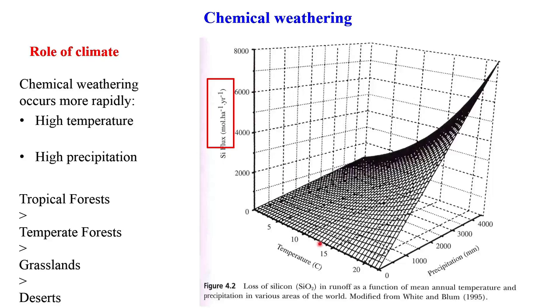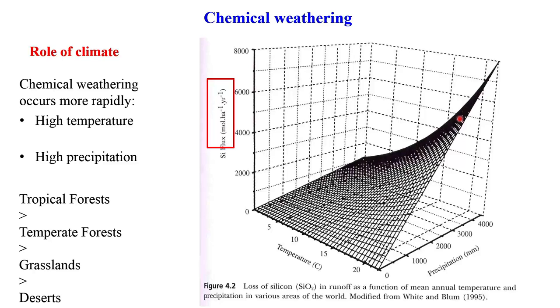That increases with precipitation. The more precipitation you get, the more weathering you get. And also, as temperature goes up, the rate of weathering goes up, because it's a reaction rate, an Arrhenius type relationship, which you might cover with Brian.